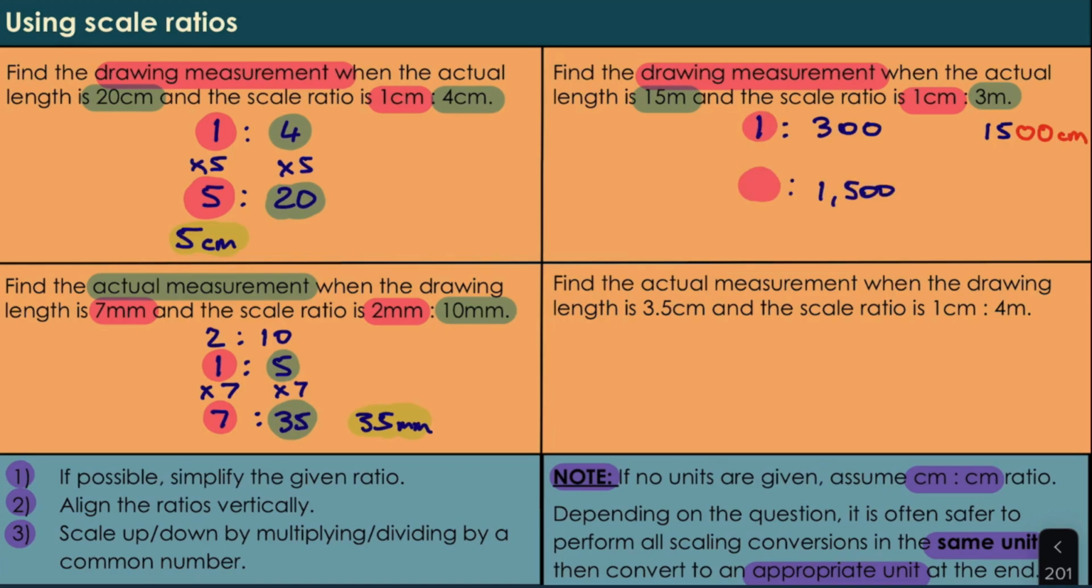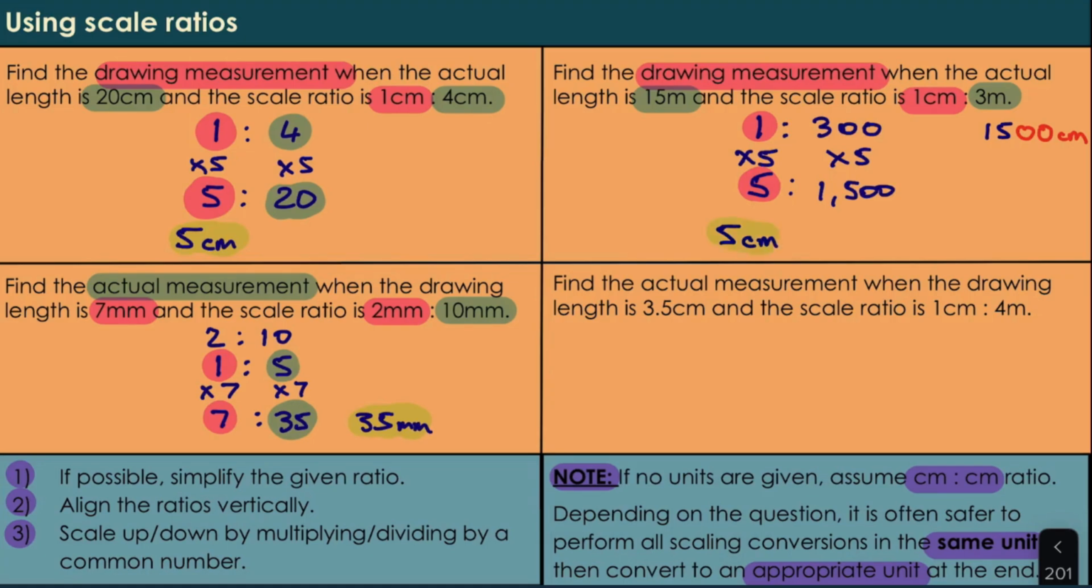We need to scale up or scale down. We have multiplied by 5. So we have to multiply by 5 on the left. 1 multiplied by 5 is 5. And there we have our final answer, 5 centimeters.